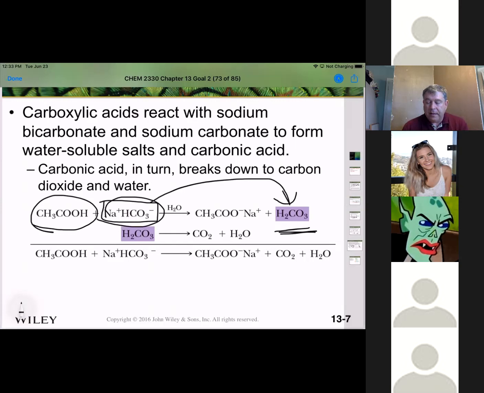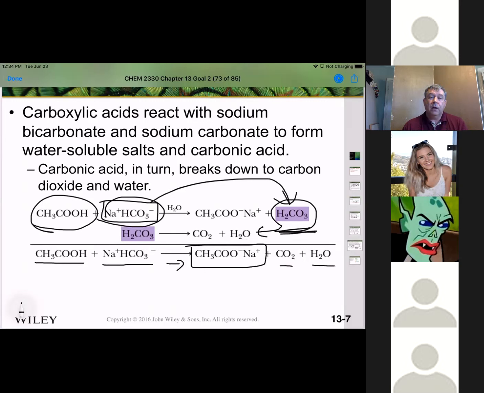Okay, and then carbonic acid actually decomposes into CO2 and water. So when we take acetic acid and our sodium bicarbonate, we end up with sodium carbonate as a nice stable molecule, and CO2 and water go away. Notice these arrows are not reversible.